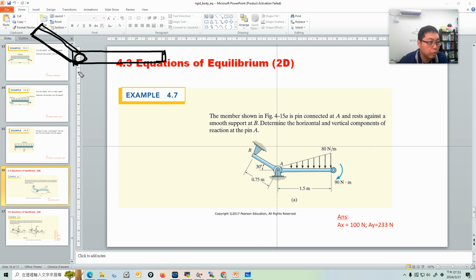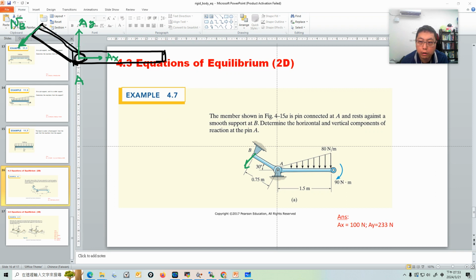A is a pin support, so the pin support only has two reaction forces, and this is a 2D problem. So we have A_y and A_x. Here at B we have a smooth surface, so the smooth surface will create a normal force here. I call it N_B, the normal force at B.